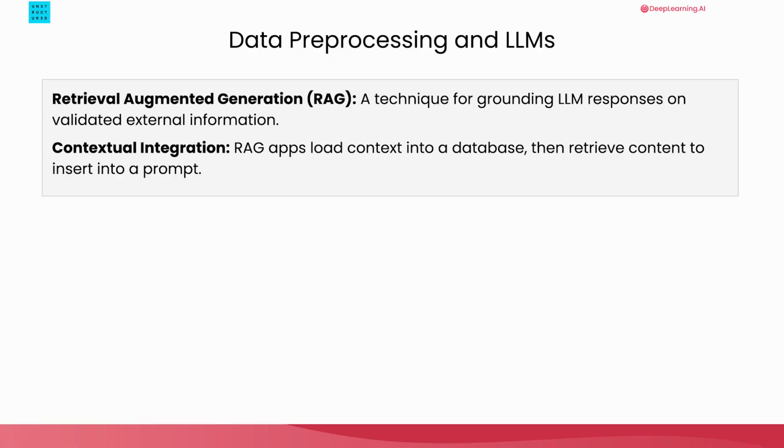Before you learn how to preprocess specific data types, it's important to understand where this fits into the big picture. First, it's important to understand Retrieval Augmented Generation, or RAG. This is a technique for grounding LLM responses on validated external information, such as your corporate information. This information can be contained in various document types, such as emails, or PDFs, or PowerPoint slides.